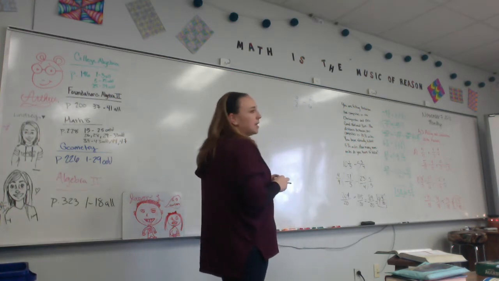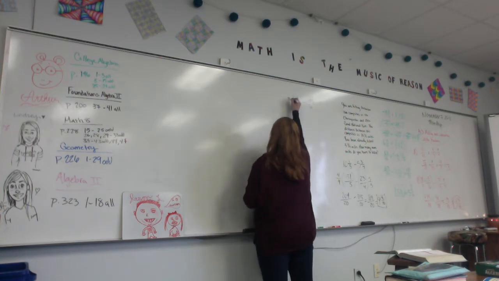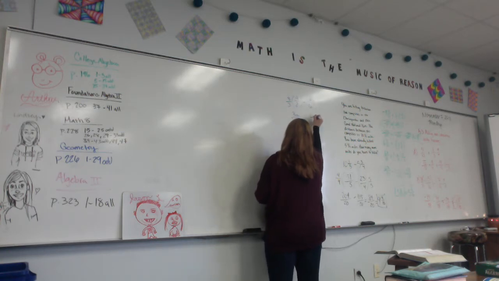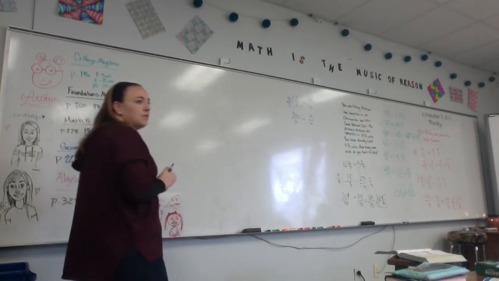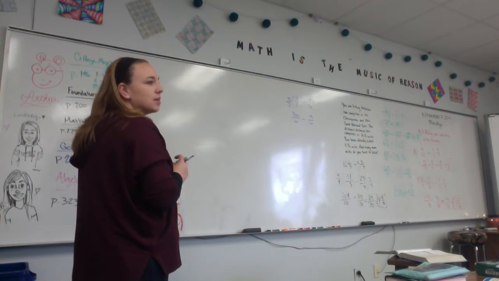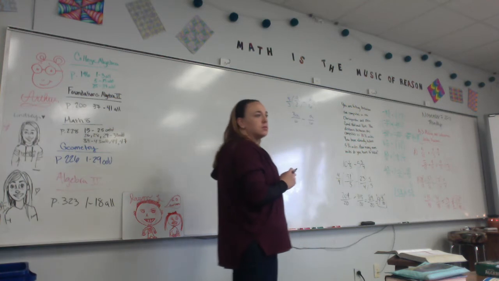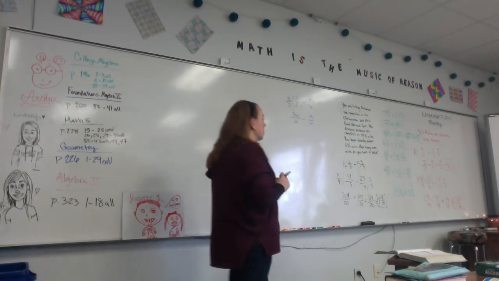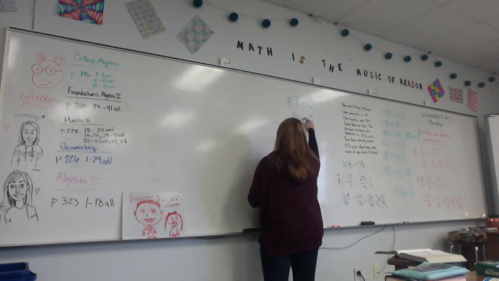What's the common denominator? 6. So what do I need to do to this right here? Times by 3 over 3. So I get 3A over 6 minus A over 6. What's 3A over 6 minus A over 6? 2A over 6. You subtract 3 minus A. Remember there's a 1 here. So 3 minus 1.